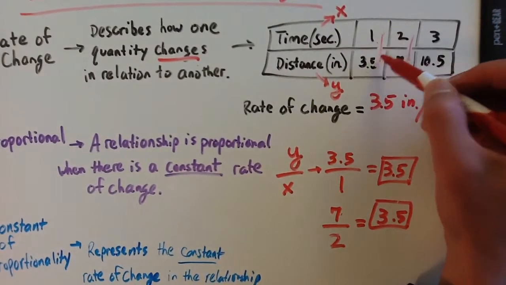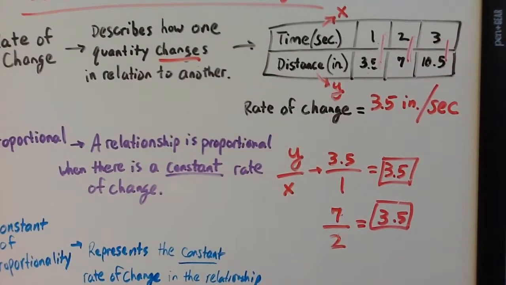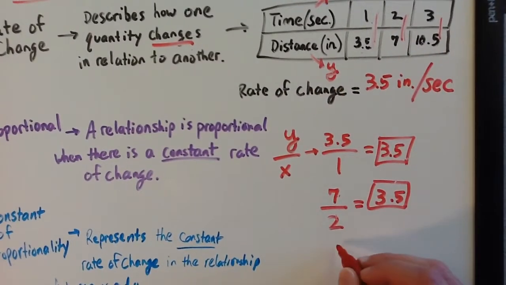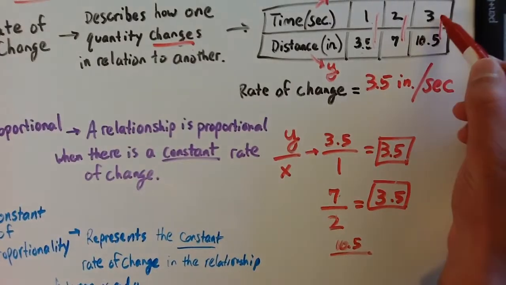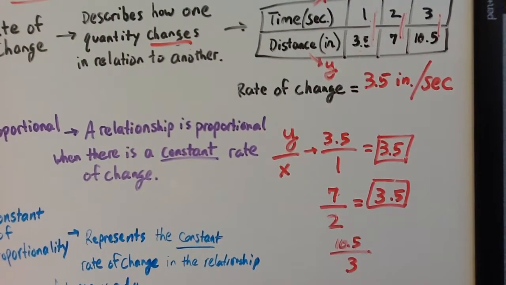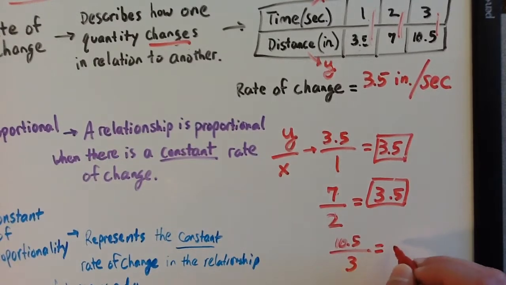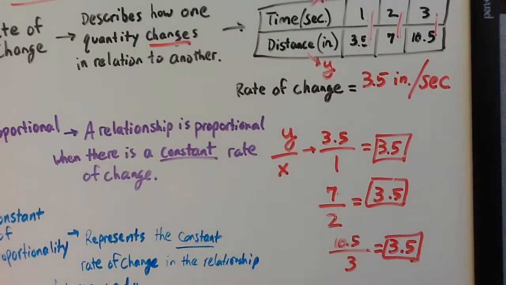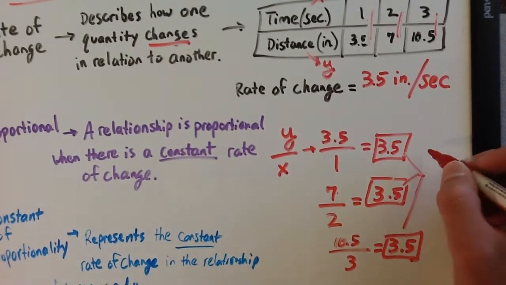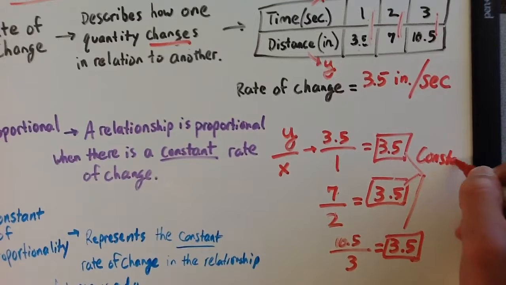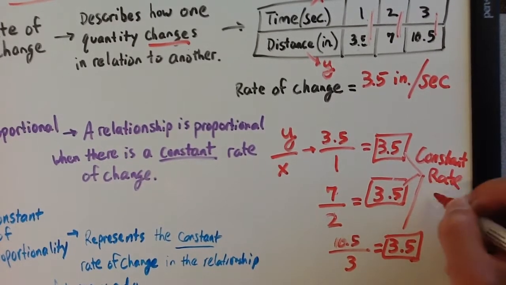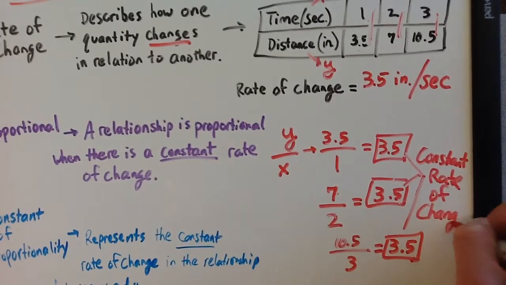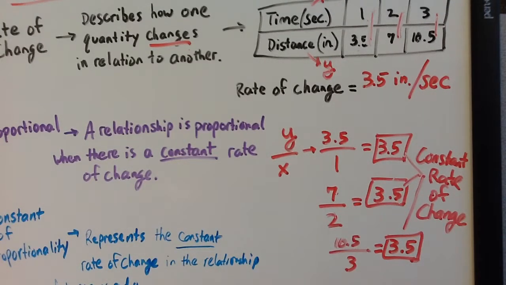We've checked this column and this column, now let's check the last column. We have our y value of 10.5 over our x value of 3. What is 10.5 divided by 3? That is also 3.5. And so all three of our ratios are equivalent. They're all 3.5. This is our constant rate of change. And like we said before, every second we travel 3.5 more inches. That's what the table is telling us.